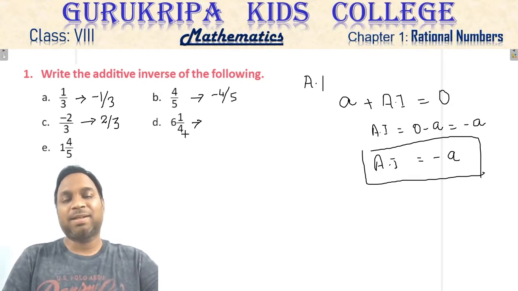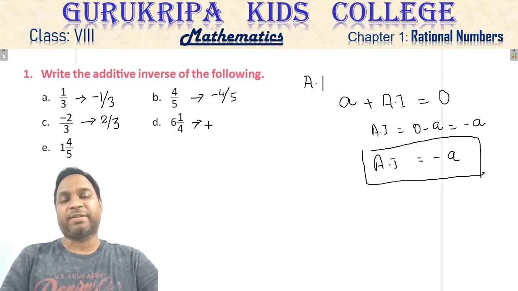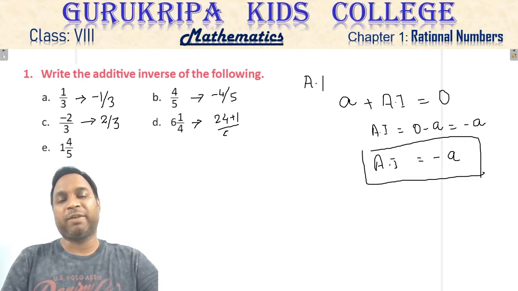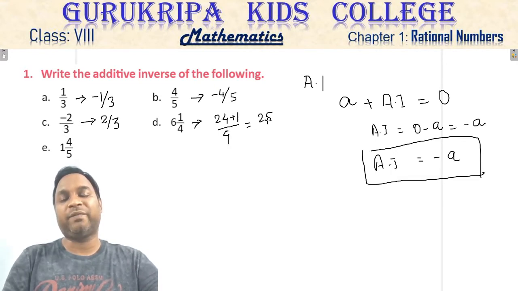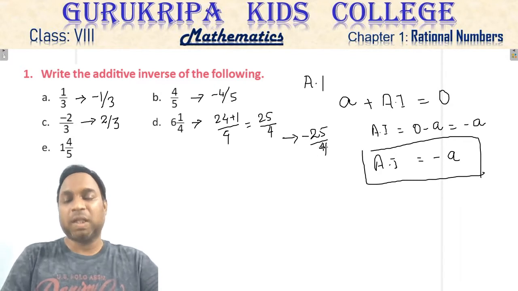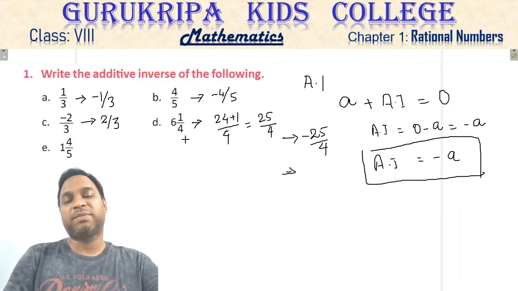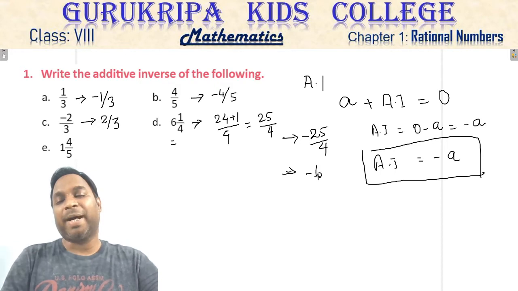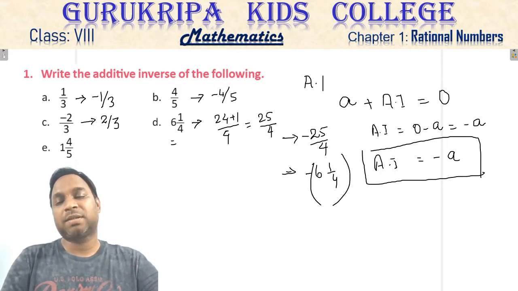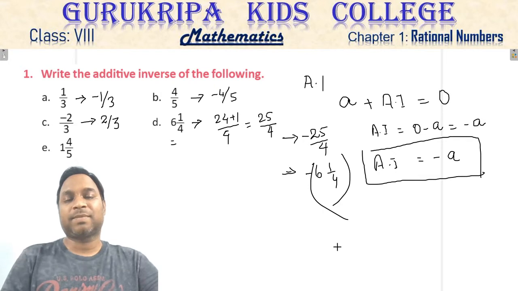What will it be? You need to convert this fraction into an improper fraction first. It will be 24 plus 1, 25 divided by 4. So what will be the additive inverse? Minus 25 by 4. Now again, if you convert it back to a mixed fraction, what will you get? Minus 6 1 by 4. You get it like this, isn't it? So we can write the additive inverse directly here. Minus 6 1 by 4 is also the additive inverse.